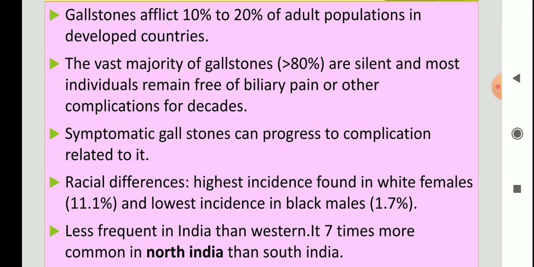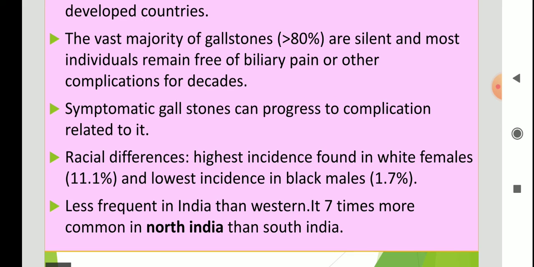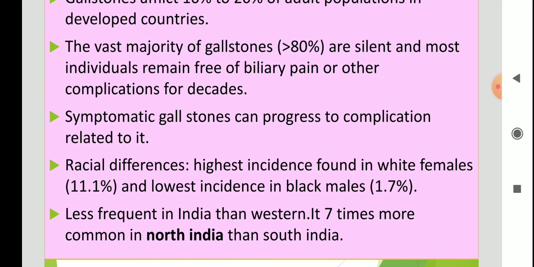See, 10 years will pass, 20 years will pass, nothing, no symptom. So the patient knows he hosts these particular gallstones in his gallbladder. But unless these gallstones obstruct at the neck of the gallbladder, they are quite asymptomatic. So the patient can live along with the gallstones if it is asymptomatic. Symptomatic gallstones can progress to complications.